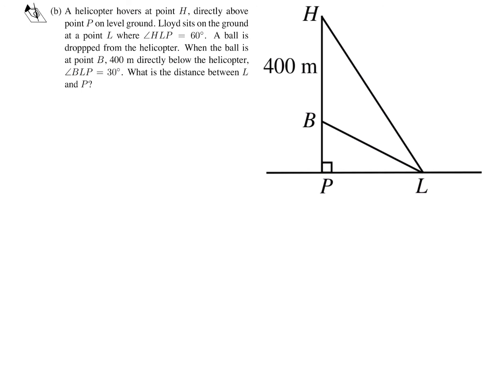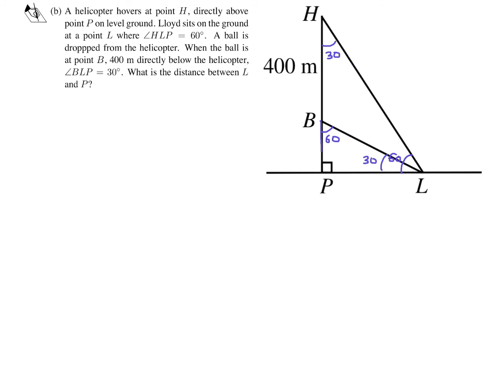Let's start by labeling the angles. They tell us that HLP, this angle, is 60. And they also tell us that BLP, this angle, is 30. So if that's true and this is 90 degrees as shown, this angle must be 60 and this angle must be 30. And now we know that the ratio of the sides of a 30, 60, 90 triangle are going to be 1, 2, and root 3. So we can use that to figure out a relationship between these sides.